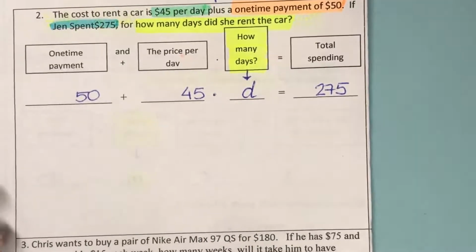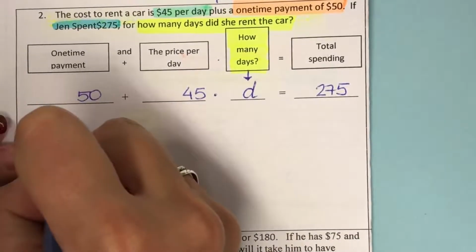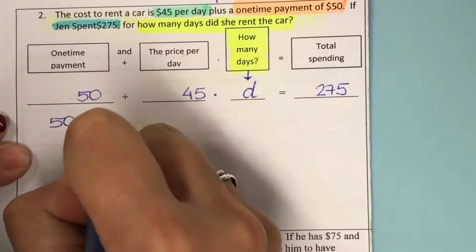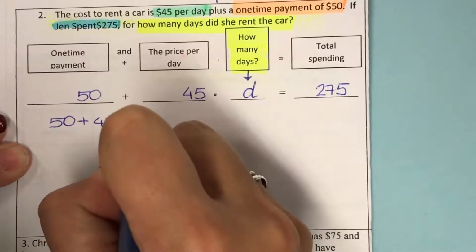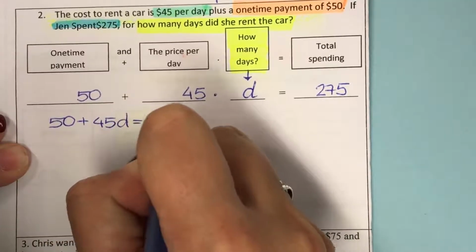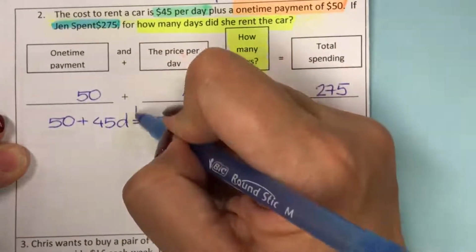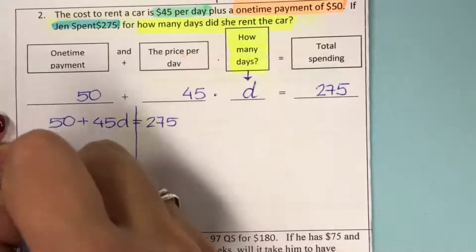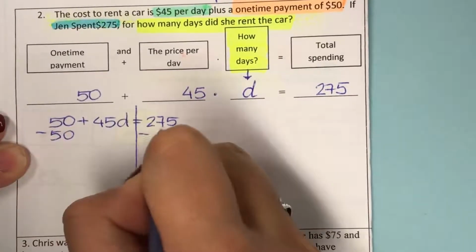After that, we have to solve the equation. So we have 50 plus 45D equals 275. The number 50 we subtract, so subtracting the deposit.